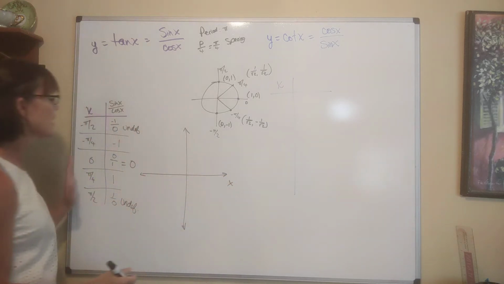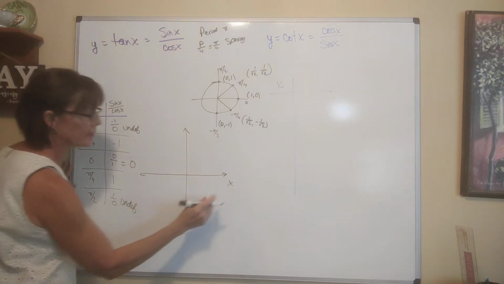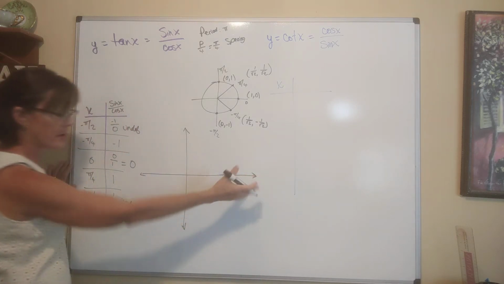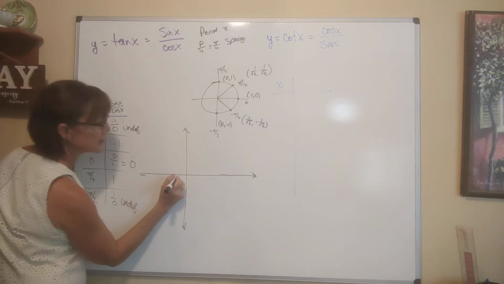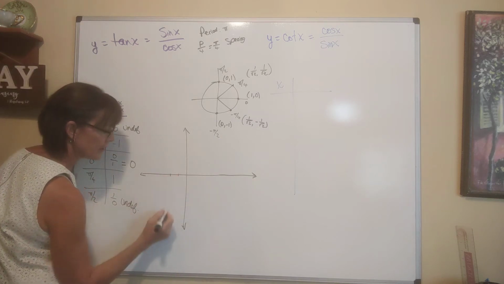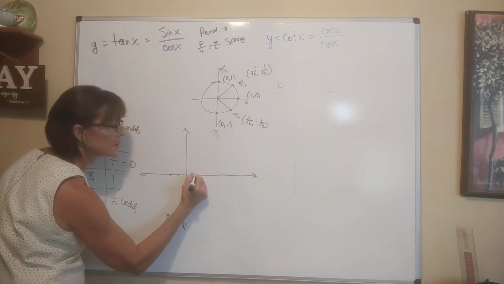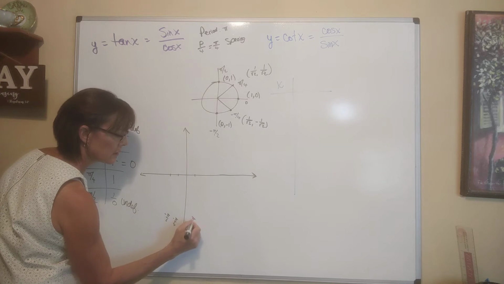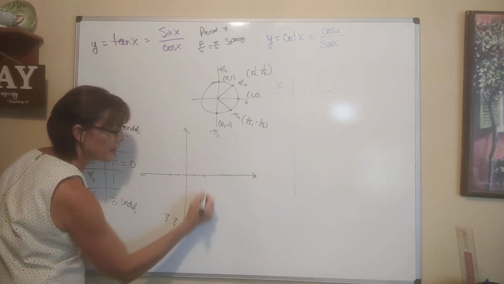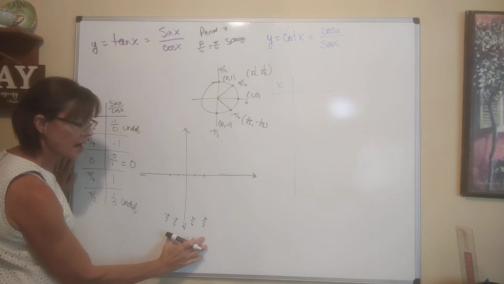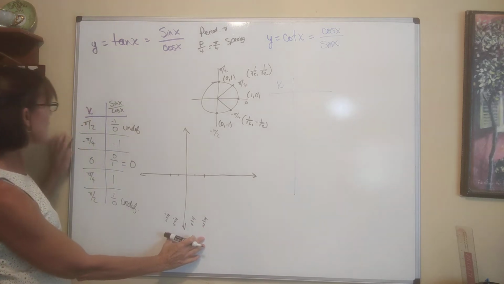I'm going to start at negative pi over 2, and I'll probably go out another unit. So let's see, this will be negative pi over 2, negative pi over 4. This is 0. This is pi over 4. And this is pi over 2. So this is pi units. That's 1 period.